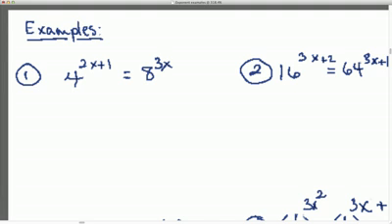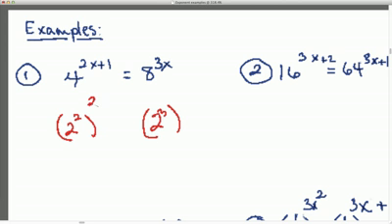Today we're going to look at some examples of exponents. Basically what we've got going on here is we have to try to find the same base. So can I write 4 as some number raised to a power and 8 as that same number raised to a different power? In this case the answer is yes. 2 to the second power is 4 and 2 to the third power is 8.